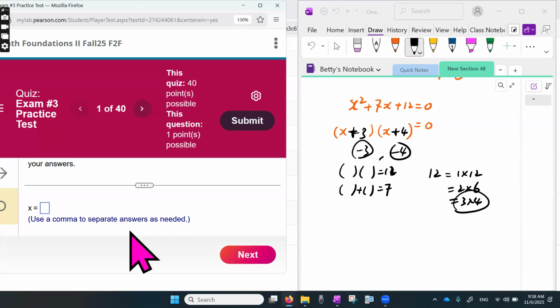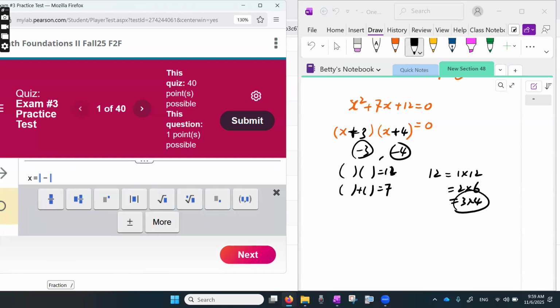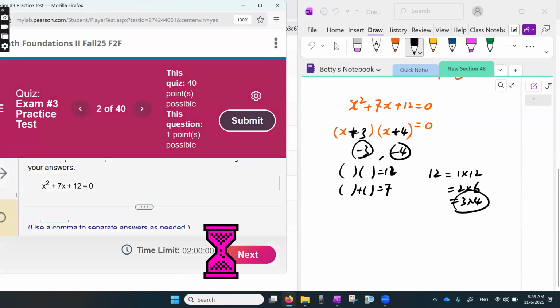Use a comma to separate answers as needed. So we have two solutions. We're going to enter negative 3, comma, negative 4. Okay, next.